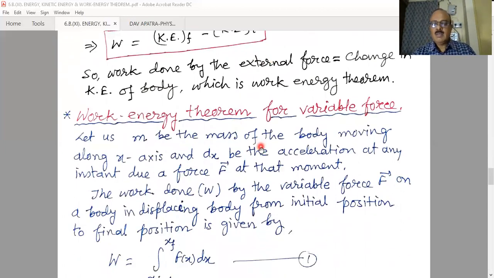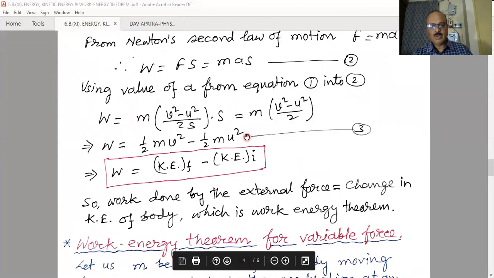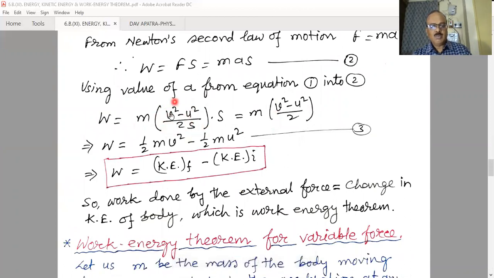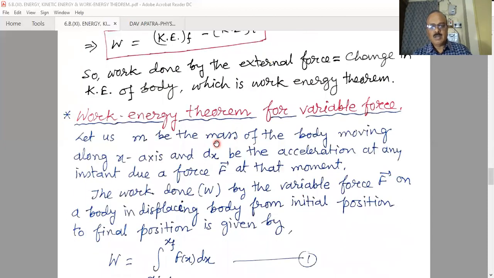Work energy theorem for variable forces. If the force is not constant, then we cannot put the value (v square minus u square) by 2s. You can only put that value when the force is constant, that is, when mass times a is constant. Otherwise, in the case of a variable force, we can find it in a similar way and get the same answer. Same answer means the work done will be the change in the kinetic energy.